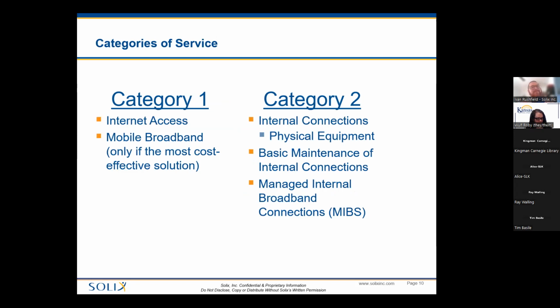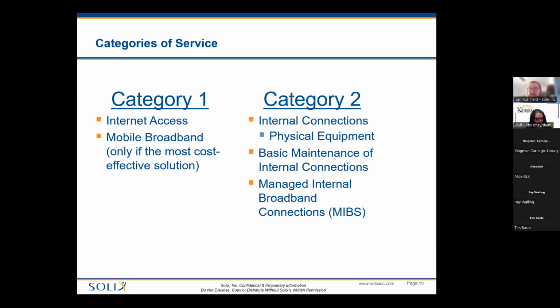Category 1 or Cat 1, that's internet access. 95% of what I'm talking about when I say Category 1 is internet access. So this is just the fiber optics or the Ethernet or the cabling that goes into your school from the internet service provider and connects you to the internet. Now, for libraries, mobile broadband is eligible.